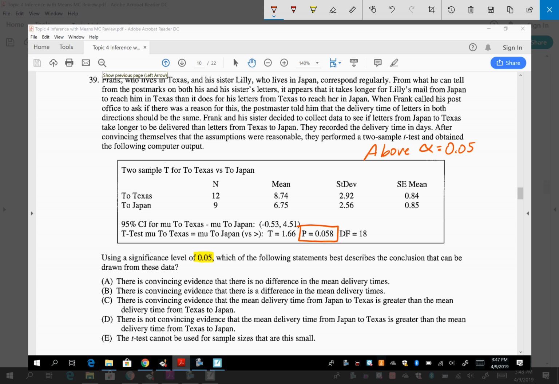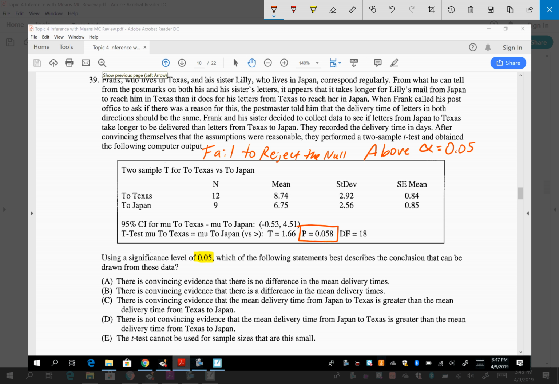So the moment I read that, I saw that it's above alpha. I heard Margot's group talking about the decision you make when your p-value is above or below alpha. Above is fail to reject the null. Below alpha is reject the null. So this is a fail to reject the null. And the null in this problem would be that there's no difference in the average delivery times going in either direction. So we have no reason to believe that there is a difference here.